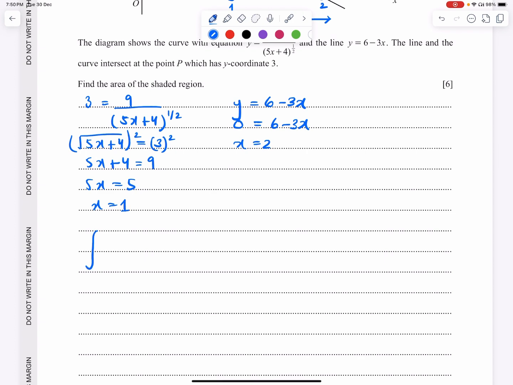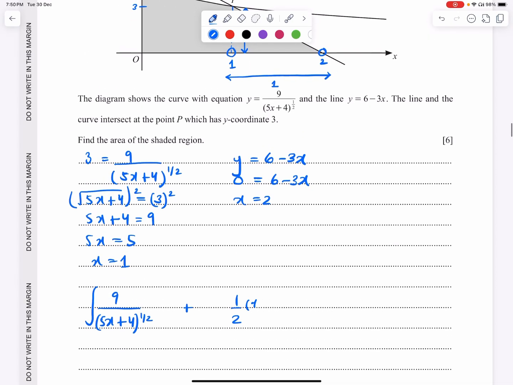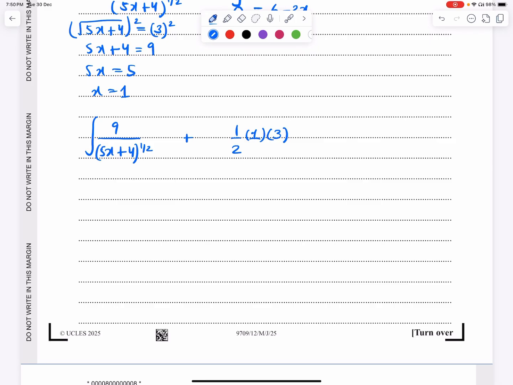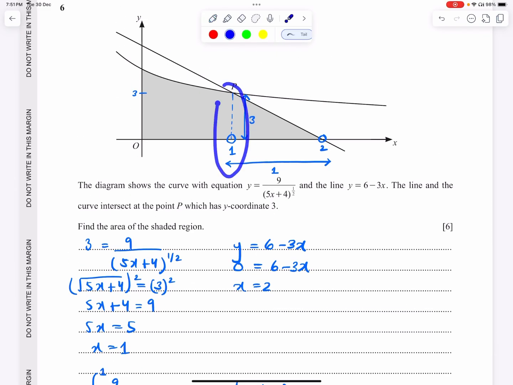That's going to be the integral of 9 over (5x plus 4) raised to the power 1 over 2, plus the area of the triangle, that is base into the height. Base is 1, height is 3. This is supposed to be giving us our final answer. The limits over here are 1 and 0 because this area is enclosed by limits 1 and 0.